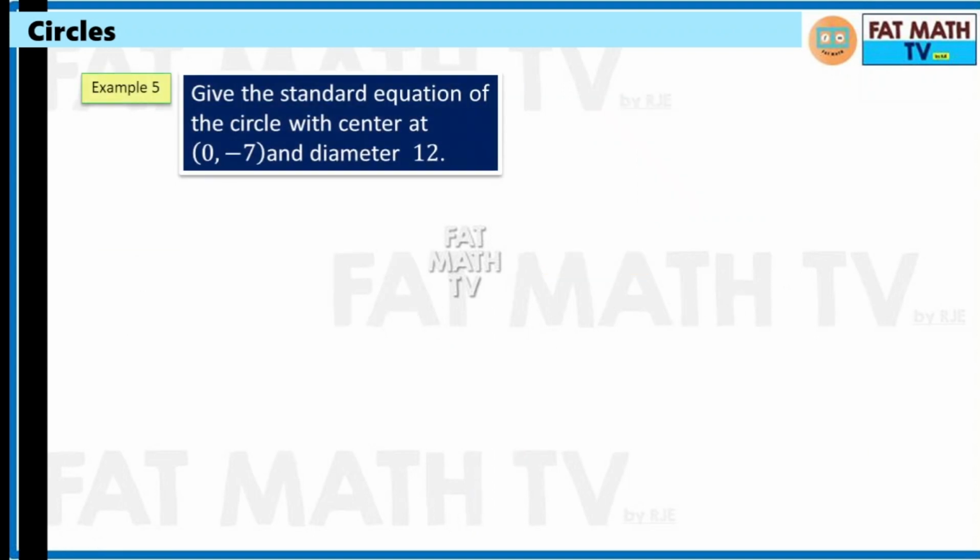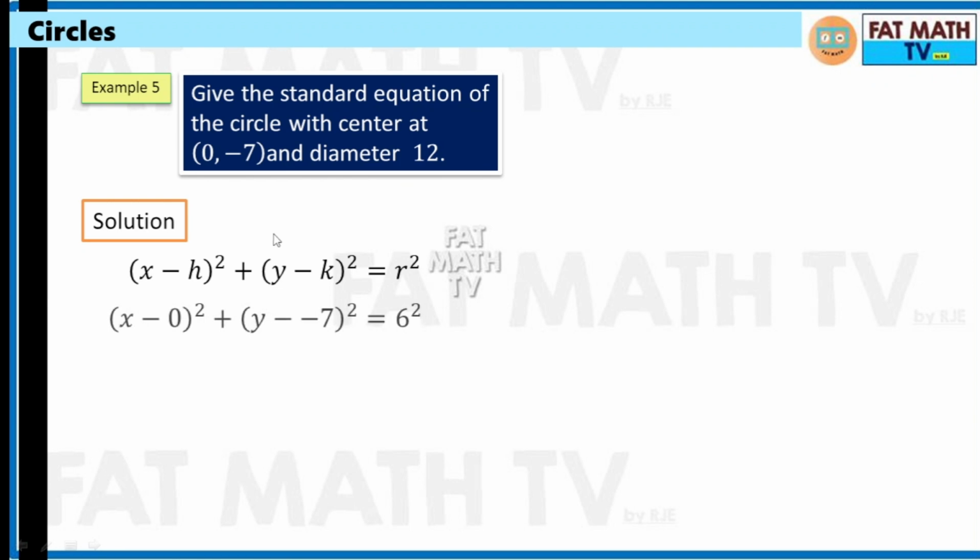Number 5. Give the standard equation of the circle with center at (0, -7) and diameter 12. So the given here is the diameter. The diameter is twice the radius, so you need to divide the diameter by 2 to get the radius. So center at (0, -7), therefore h is 0 and k is -7. And of course, our r will be 12 divided by 2, and that is 6.